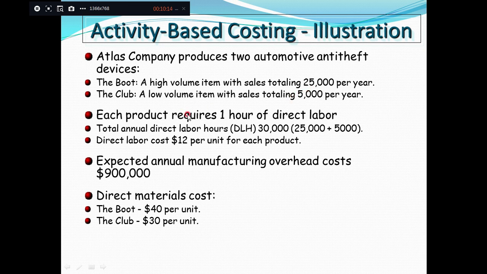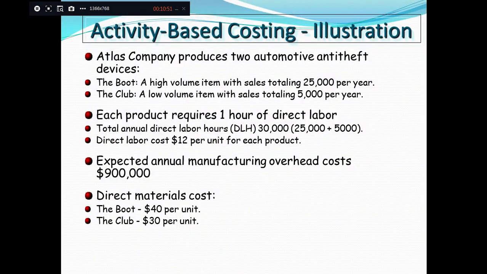Each product requires 1 hour of direct labor. Total annual direct labor is equal to 30,000 hours, which is 25,000 for product 1, the boot, and 5,000 for product 2, the club. Direct labor cost is $12 per unit for each product.